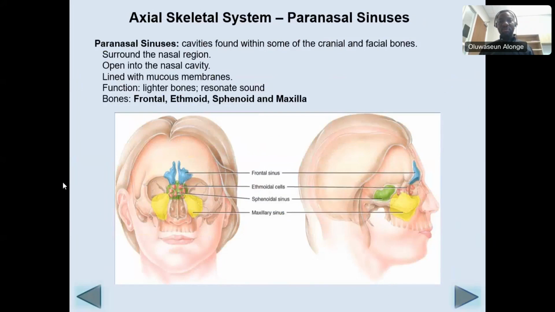And the purpose of the opening, first, is that it helps to reduce the weight of the bone of your skull. The sinuses are part of what makes that possible: you have cavities, you have sinuses in your skull, which is the reason you can carry your skull, right? Which is why it's not all too heavy. So there are cavities that are found within some of the cranial and facial bones. Majorly, they surround the nasal region and they open into the nasal cavity.